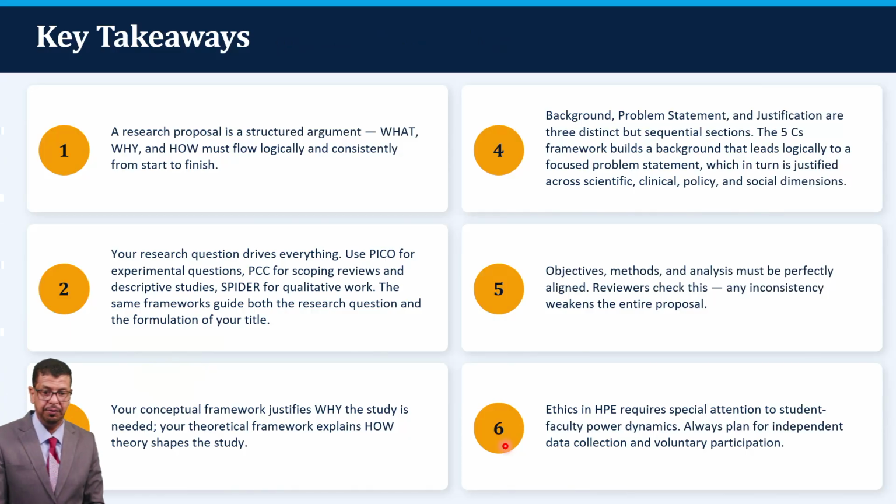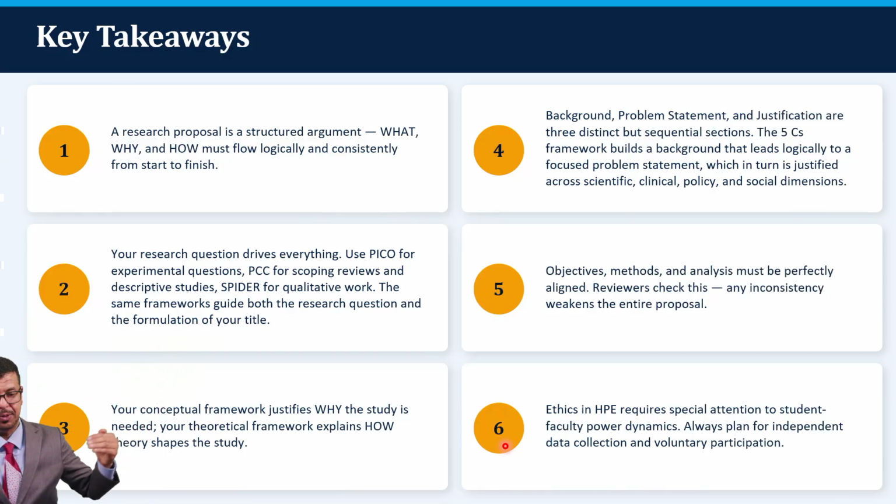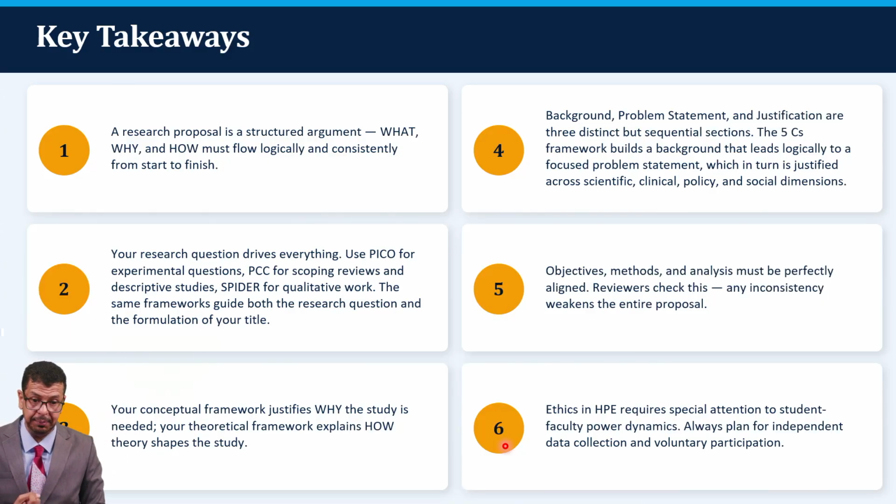You have to write carefully how you will maintain the research ethics in your proposal. The takeaway from this session: a research proposal is a structured argument. It should answer what, why, and how, and must flow logically and consistently from the beginning till the end. What is known, what is unknown, why this study is important, and how you are going to address these issues. Use a framework for your research question, whether BICO, BCC, or Spider, and validate this framework for your research question.